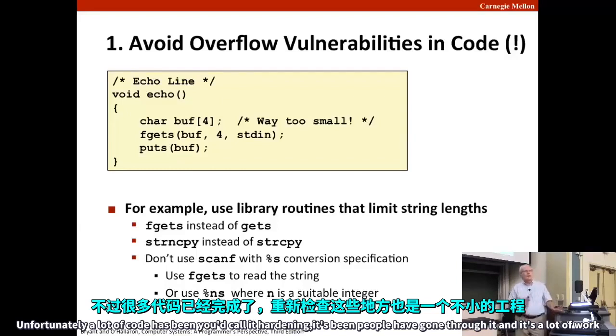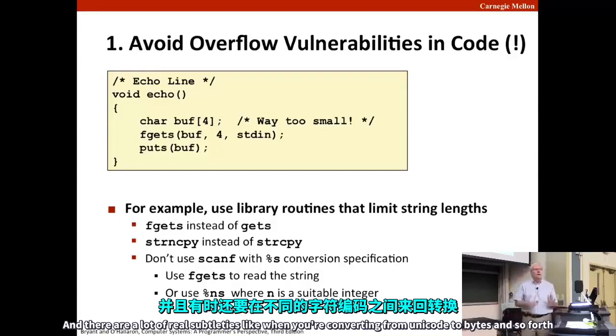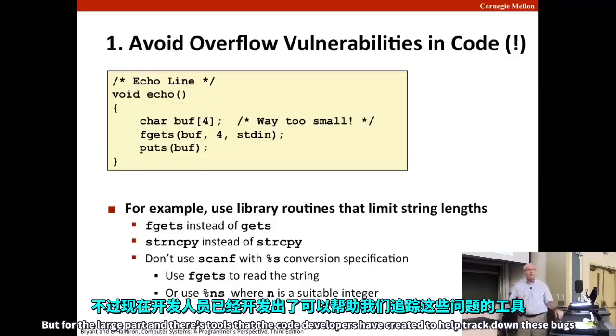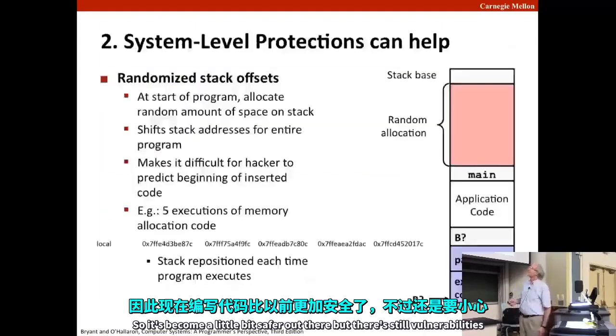Unfortunately, a lot of code has been, you'd call it hardening. People have gone through it, and it's a lot of work because there's a lot of places in programs where you're copying strings from one place to another. And there are a lot of real subtleties, like when you're converting from Unicode to bytes and so forth, that you're going back and forth between different character encodings. But for the large part, there's tools that the code developers have created to help track down these bugs. So it's become a little bit safer out there, but there's still vulnerabilities.